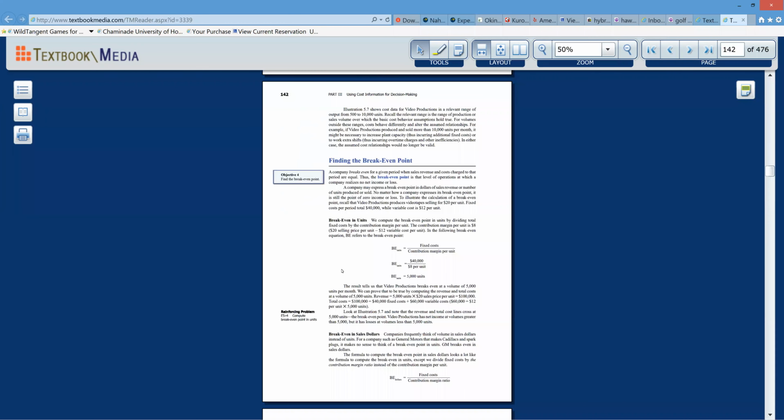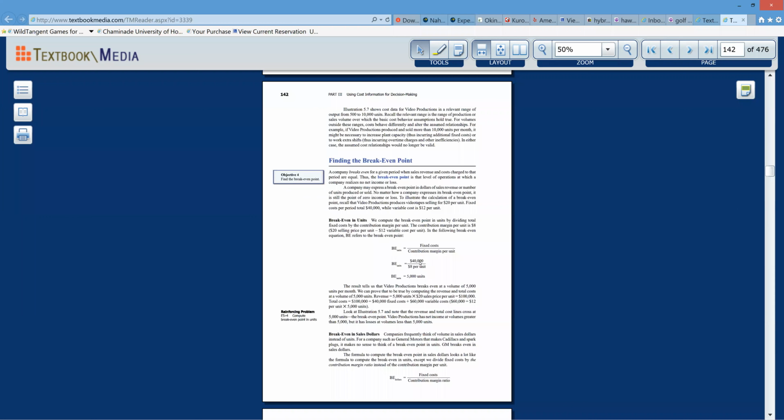So for break-even in units, the calculation is your fixed cost divided by your contribution margin per unit. Contribution margin per unit is your selling price per unit. How much do you sell each unit for? So $20 in this case, minus the variable cost per unit. They tell you this is $12 per unit. So the contribution margin per unit is $8 per unit. So they're making $8 on every unit they sell that goes toward covering your fixed costs.